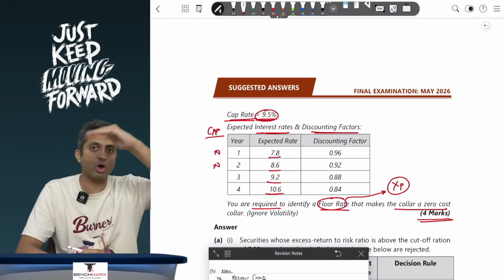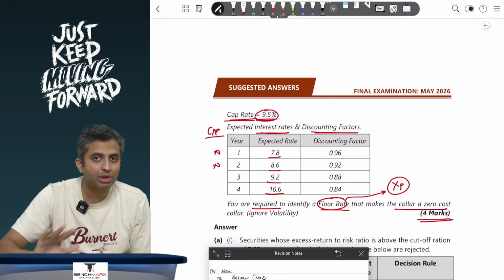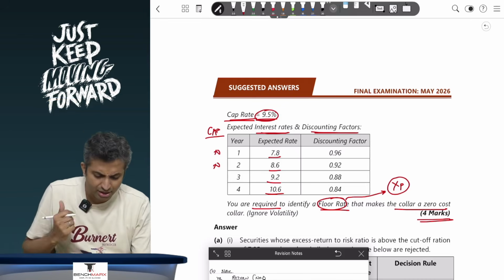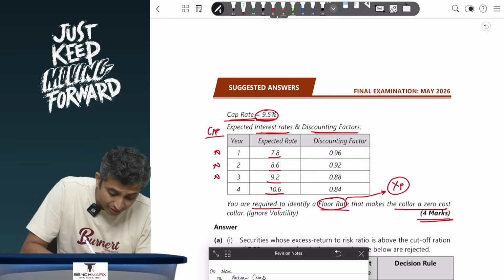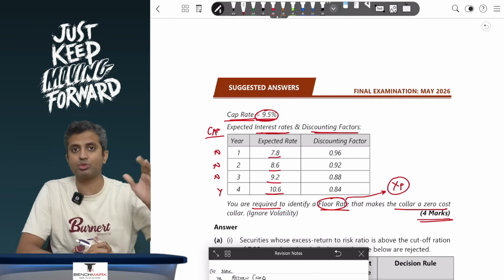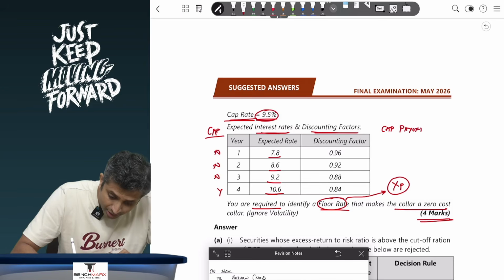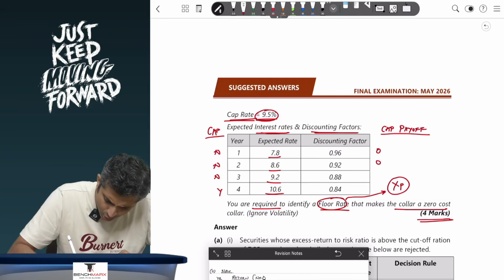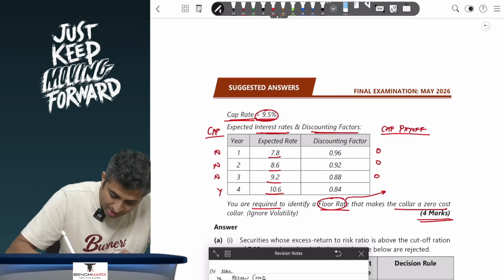Remember, the cap is a cap on the interest rate. So if your interest rate exceeds 9.5, then there will be a payoff that you will get under the cap. However, if the rate is 8.6, then the cap will not be exercised. Even if the rate is 9.2, the cap will not be exercised. The only place where the cap will be exercised will be when the rate is 10.6. And hence the cap payoff for a holder, based on the expected rates, will be 0 for the first three years. But at the last instant, there would be some cap payoff.